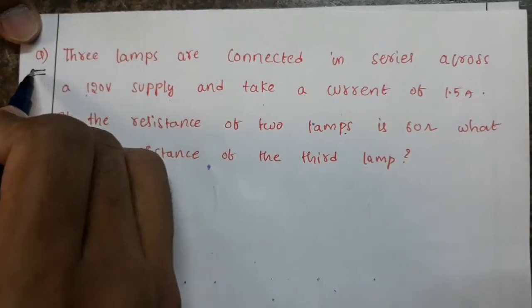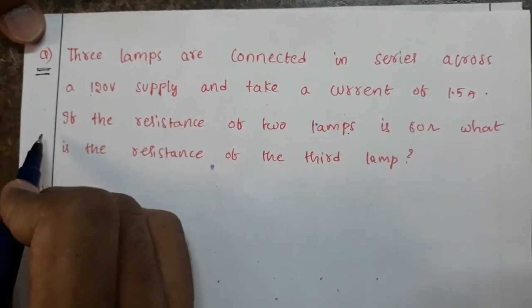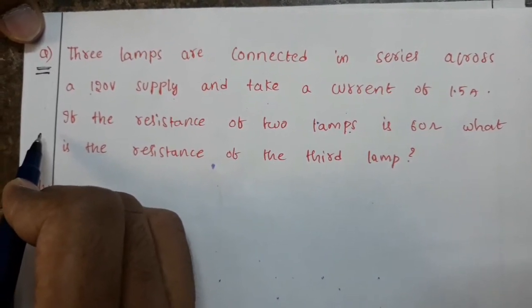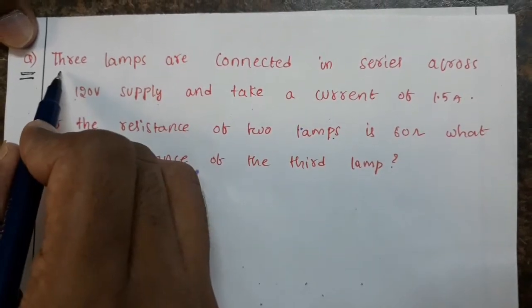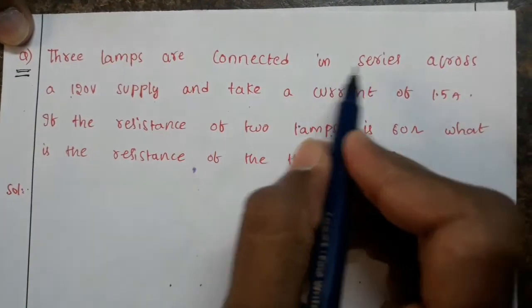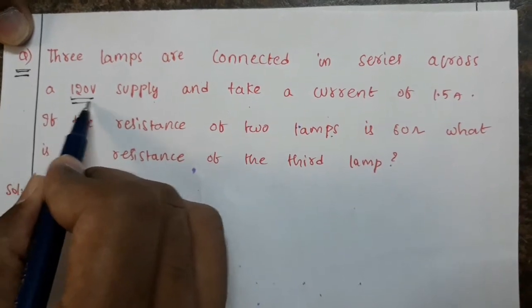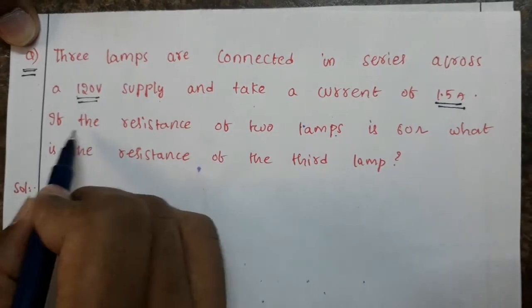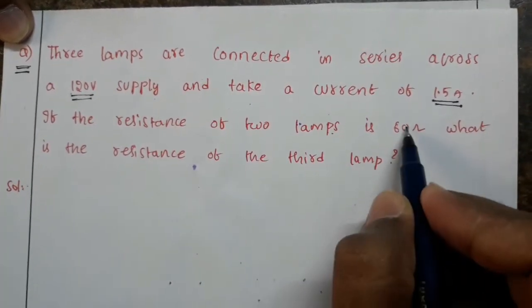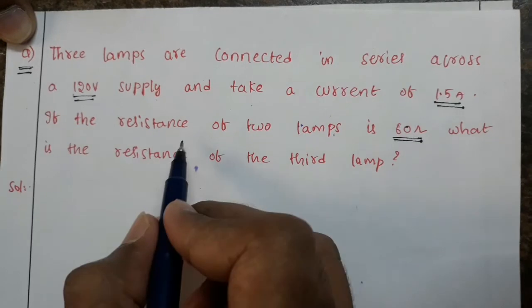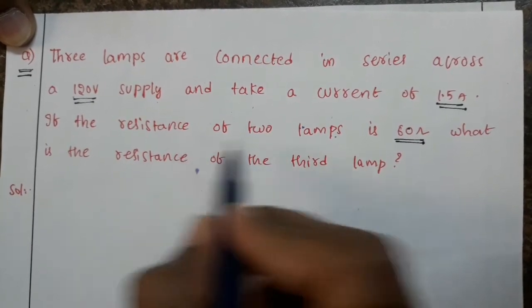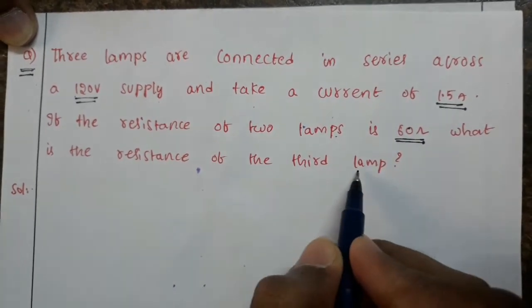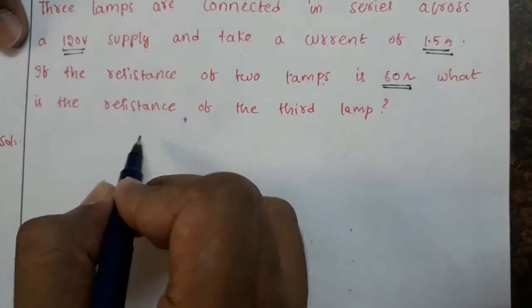Friends, this question I have given you in the previous session, so please go through the previous video, that is lecture number 17. Three lamps are connected in series across a 120 volt supply and take a current of 1.5 amperes. If the resistance of 2 lamps is 60 ohms, that is R1 plus R2 equal to 60 ohms, what is the resistance of the third lamp? We have to find the resistance of the third lamp.